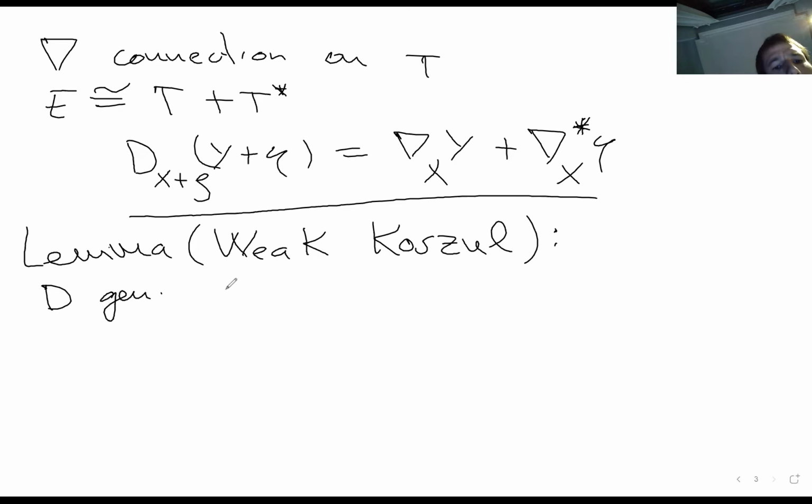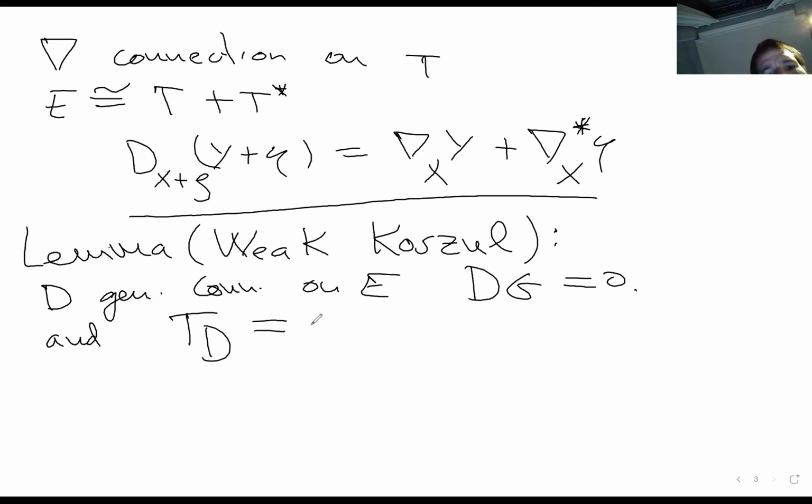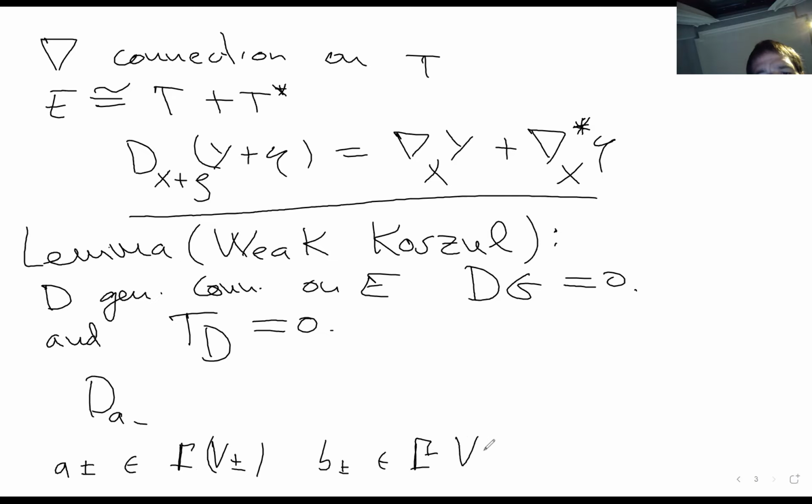So if D is a generalized connection on E, which is compatible with a generalized metric, and we assume that D is torsion free, then we have the following. If I take sections A plus minus and B plus minus in Gamma of B plus minus, that is, sections in B plus and B minus, and I take derivatives of elements of B plus with respect to elements of B minus, then I get a formula which is as follows.